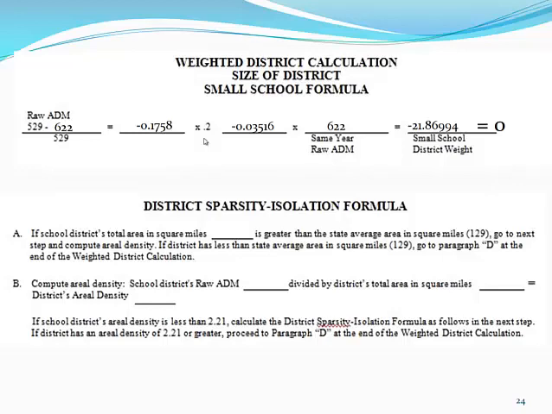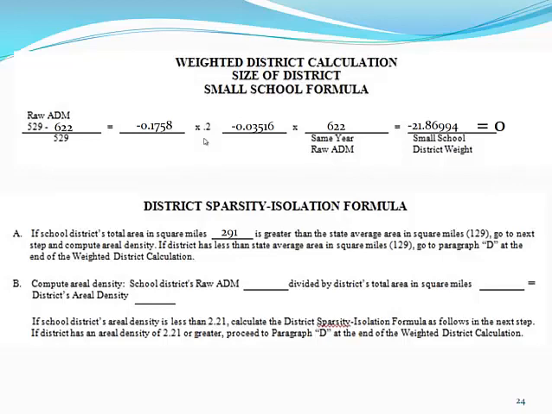And I want you to listen carefully as we go through this. This is very simple. It's a lot of little math, but for most of them it's going to be very simple. So let's start with part A. If the school district's total area in square miles, ours is 291, is greater than the state average of 129, go to the next step and compute areal density. If the district has less than the state average, go to paragraph D at the end of the weighted calculation. Anytime you automatically go to paragraph D, that means it's 0. Okay?